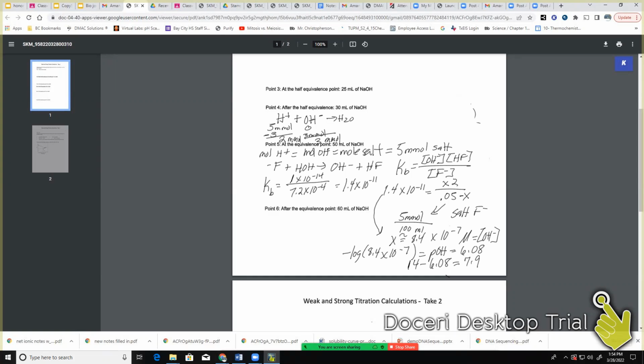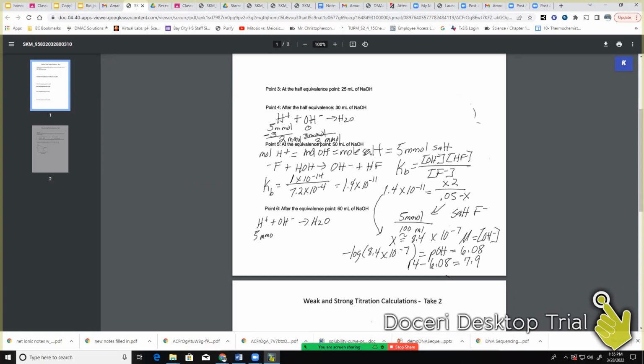Which is what we said: we would have a basic salt at the equivalence point. Not very basic, but it is basic. All right, so that's the equivalence point, and then we're going to look at a spot past the equivalence point. So once again, now we're going to have excess hydroxide because we've gone past the equivalence point. So we're going to have H plus, OH minus. We can just go back to looking at this basic skeleton reaction.